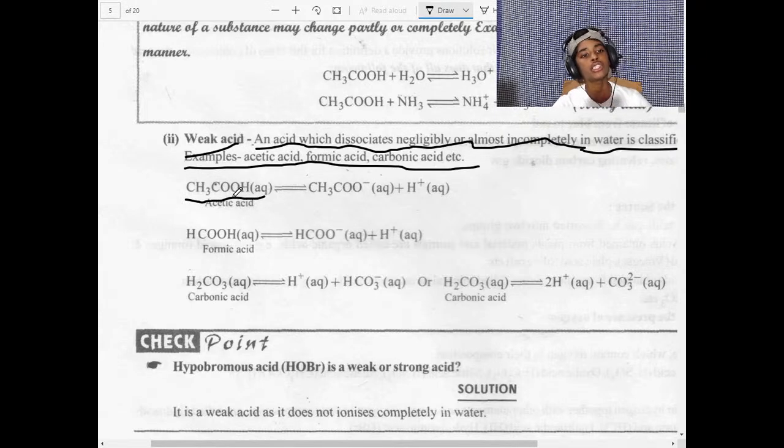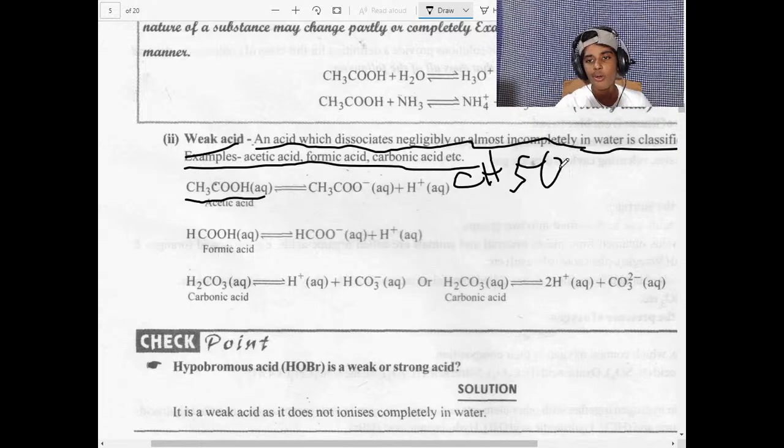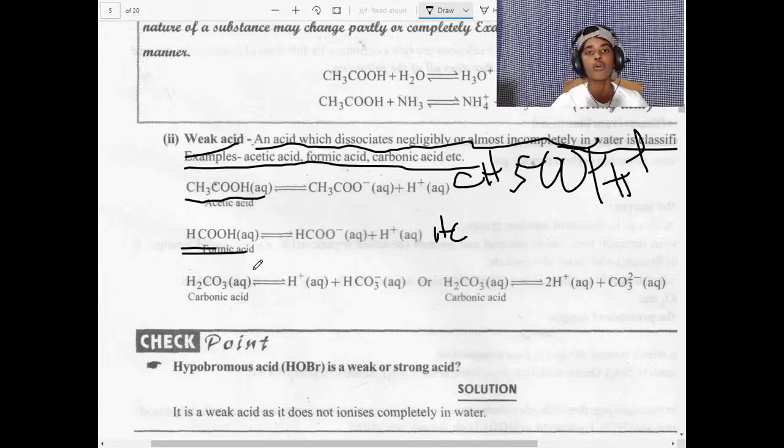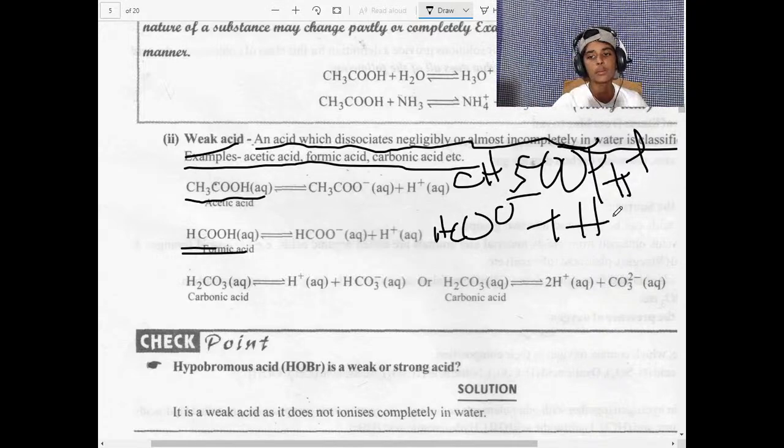CH3COOH. It will give CH3COO minus plus H plus. And another one, formic acid, HCOOH. It gives HCOO minus plus H plus.